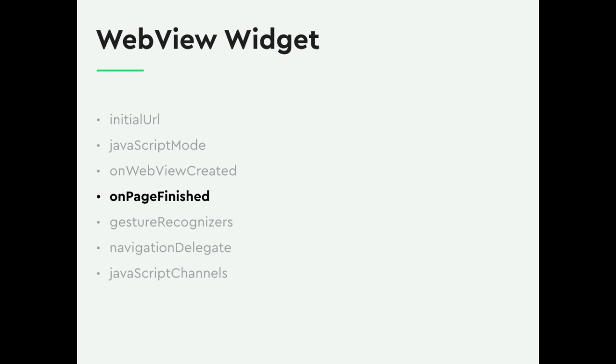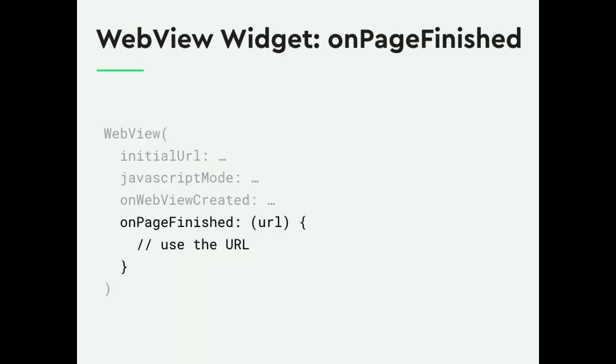Another parameter that this widget has is called onPageFinished, which is another callback. As the name suggests, it's going to be invoked with a URL. It will receive the URL that just loaded once this website finished loading. What you can do with this is, for example, change the UI. Once you receive this URL, you can say, hey, I finished loading this page, so you can use that to hide, for example, the progress bar from the user.